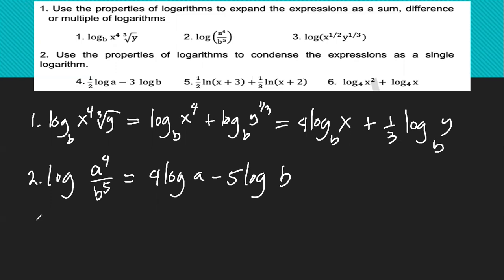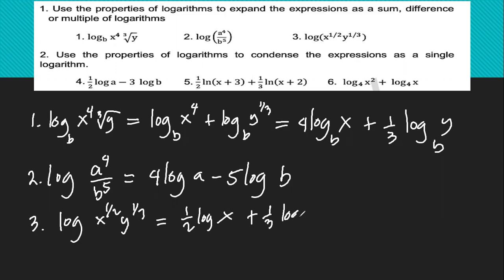Very simple. For the third one, you have there logarithm of x to the power of 1/2 times y to the power of 1/3 base 10 again. So again, they are both in the numerator, so they must possess positive sign. It has an exponent of 1/2, so you will first write 1/2 log of x. Both still in the numerator, so you have plus, you have 1/3 there, so you write 1/3 log of y.